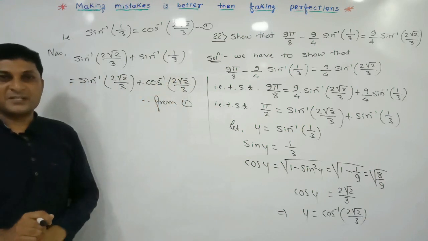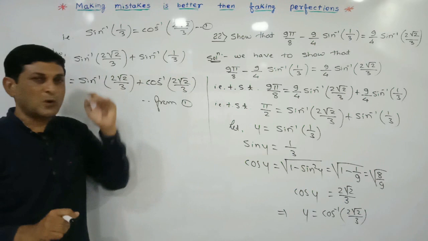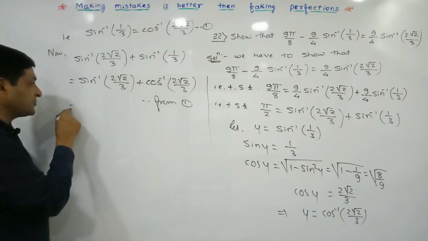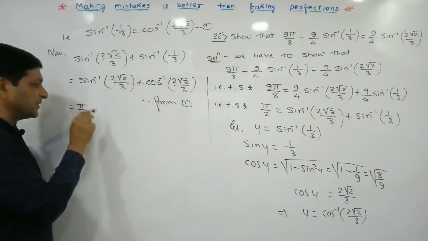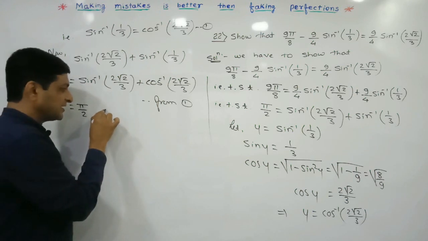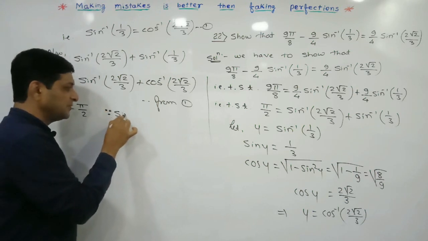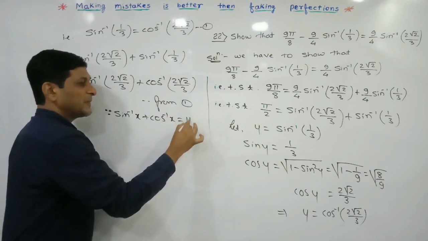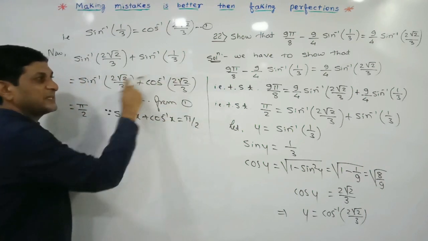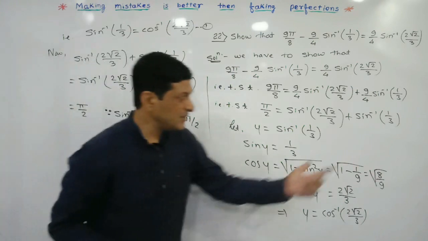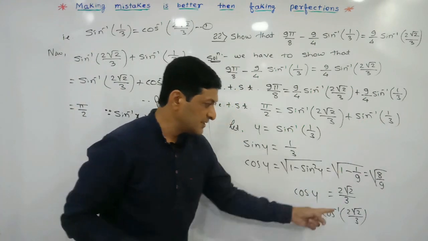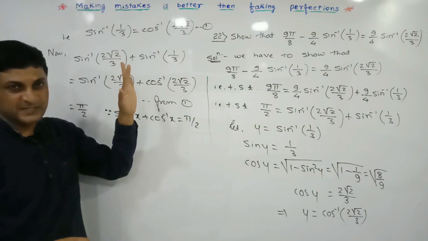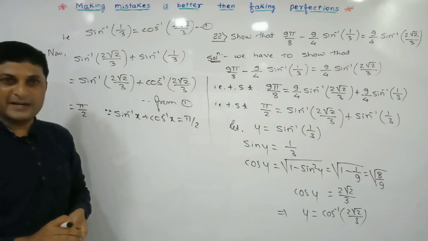Means we can say that it is in the form of sine inverse of x plus cos inverse of x, and according to the property its value is equal to pi by 2. So here give the reason that since sine inverse of x plus cos inverse of x is equal to pi by 2, and here the value of x is 2 root 2, that's why we have converted this term of sine inverse in terms of cos inverse. And we have got our required result.